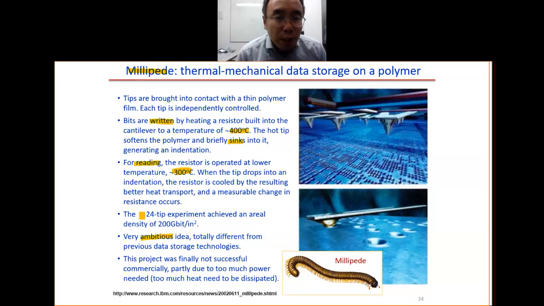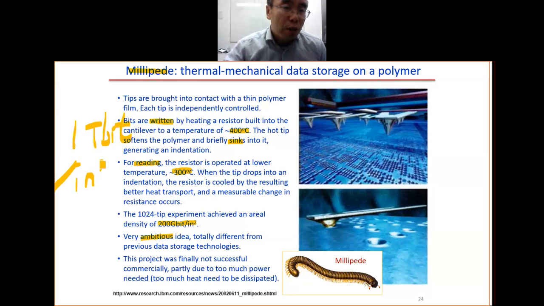So we have more than 1,000 tips. This can be used to realize 200 gigabytes per square inch. This was very high 20 years ago. But for today's hard drive, we have 1 terabyte per square inch. So 1 terabyte, this 10 to the power 12, is much higher.